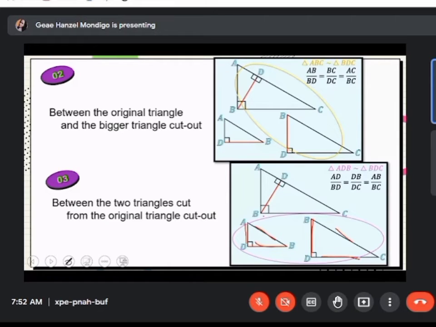So now, do you understand where all the proportions are coming from? Do you have no idea on how to create a proportion? Class? Anyone?